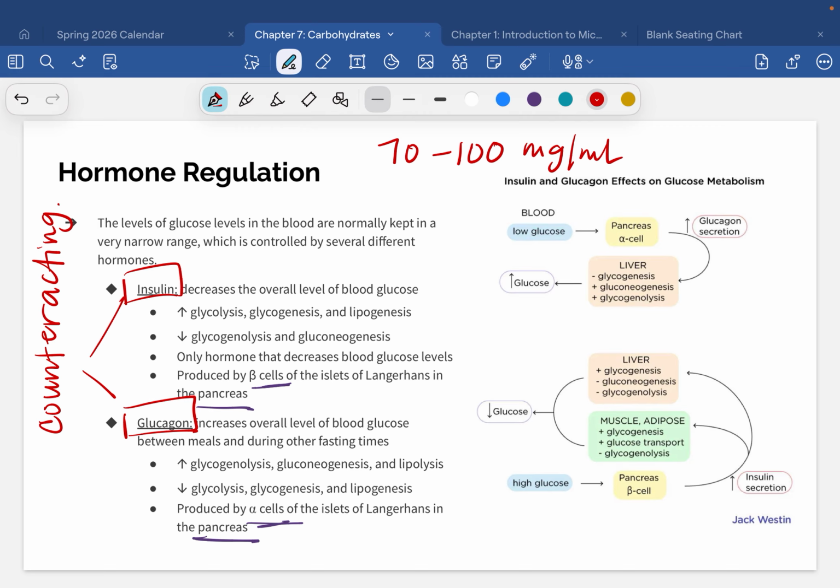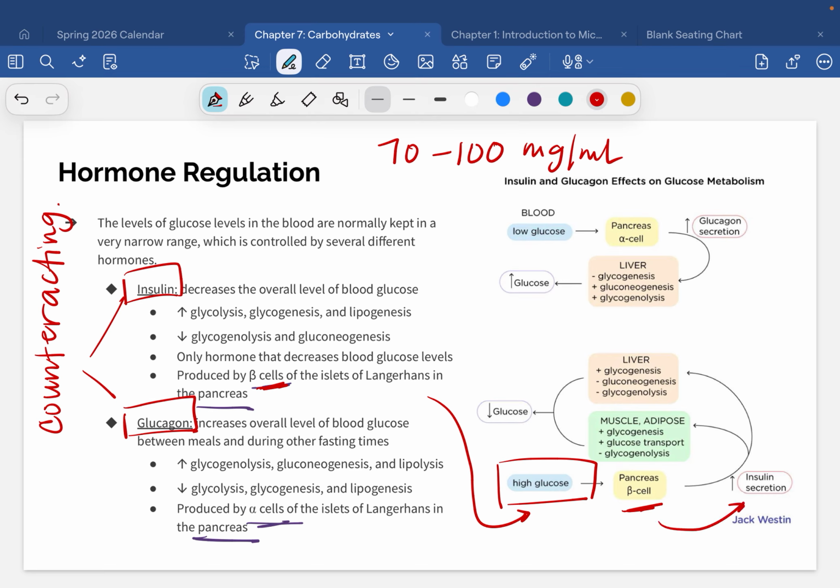Okay, and again, insulin's job is to decrease the overall level of blood glucose. So kind of on the bottom here, these are opposite. When you have high glucose, meaning you just ate food, I just ate my breakfast about 30 minutes ago, so my blood glucose levels are higher than probably 100, because I'm not fasting. I have eaten food. So my blood glucose levels are high. What my body is going to do now is those beta cells within the pancreas are going to secrete insulin.